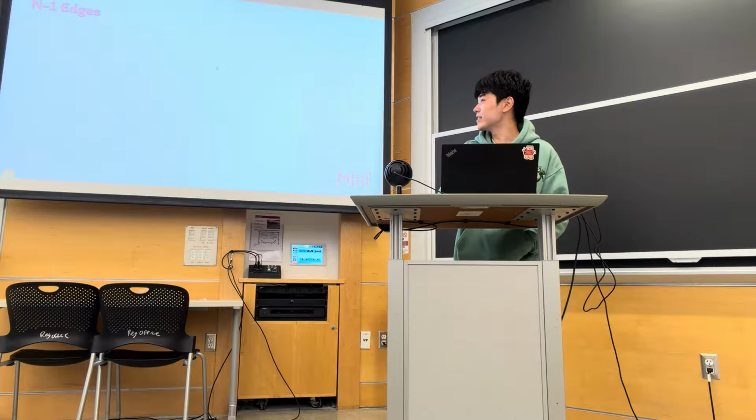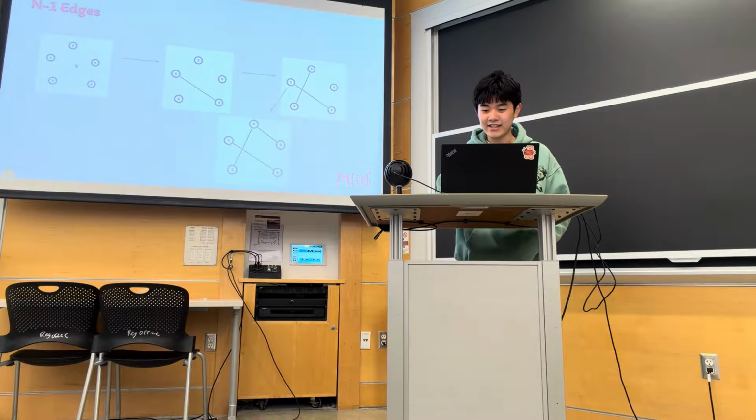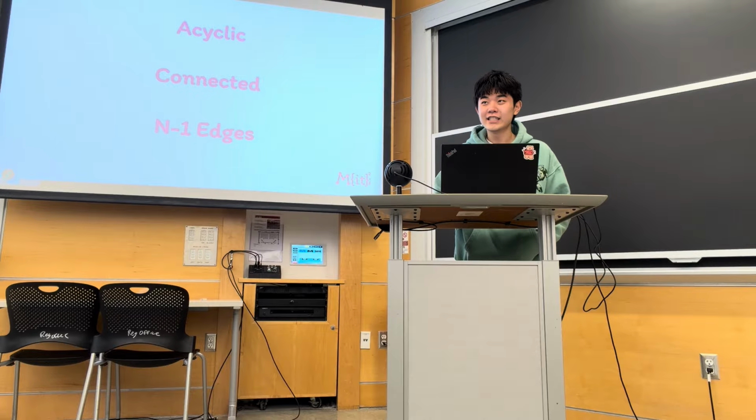Another property of trees is that a tree will always have n-1 edges. For example, if I start off with these 5 nodes and I just add an edge every time such that the graph becomes connected and acyclic, you can see that we will end up with a tree. Remember these 3 properties: acyclic, connected, and n-1 edges. Any 2 of these imply the third. If you have a graph that is connected with n-1 edges, this implies that it's acyclic, and if you have an acyclic graph that's also connected, it implies that there are n-1 edges. This is a nice property that you can use.